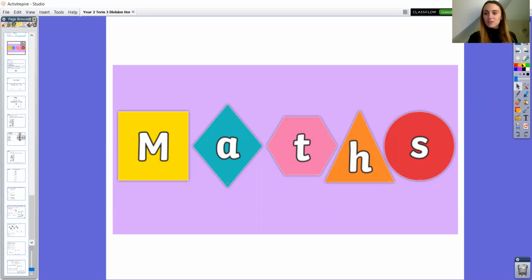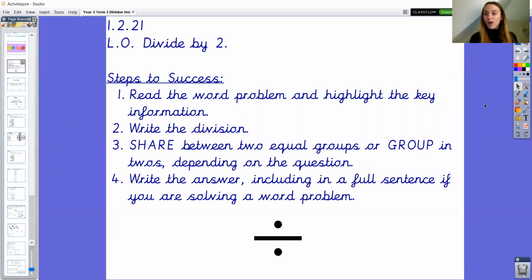So today we're going to begin with dividing by 2. We're on our second lesson of this now, so it's going to be an exciting opportunity to practice some arithmetic questions or challenge ourselves with some reasoning ones. So please pause the video here to write the short date, 1.2.21, and the learning objective, divide by 2.